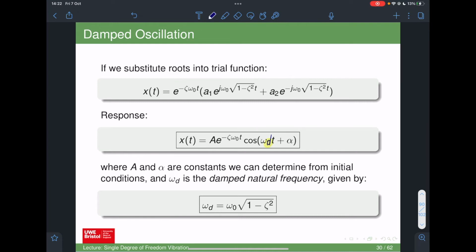Now, what's omega D? Well, when you've got damping, the relationship between omega naught and omega D is this thing here, which we call omega D, the damped natural frequency. The reason is that when you've got damping, clearly energy is being taken out as it's trying to oscillate.